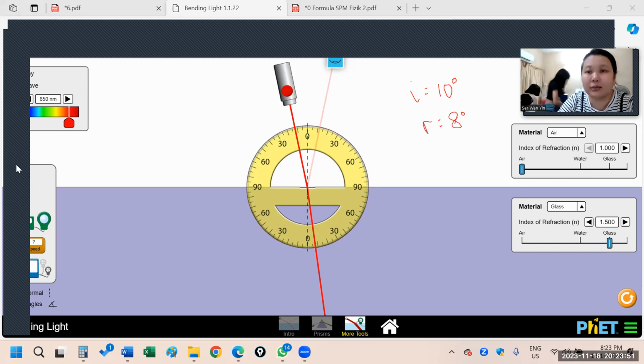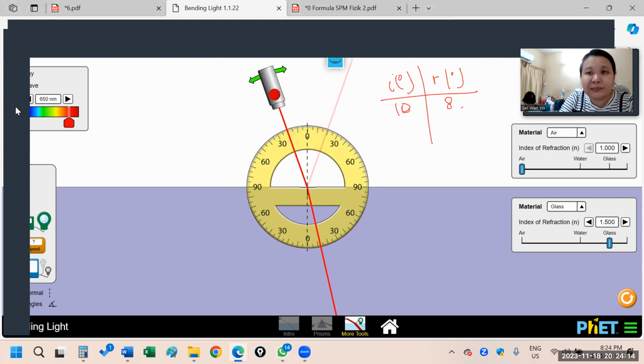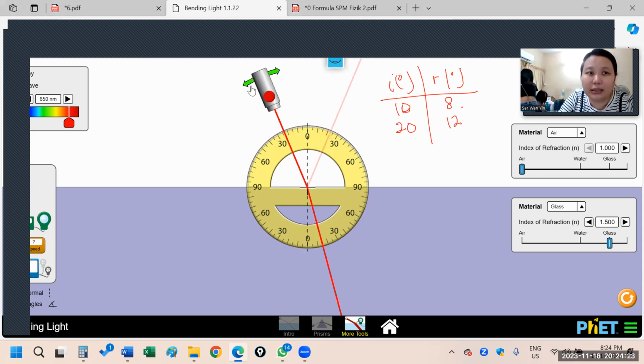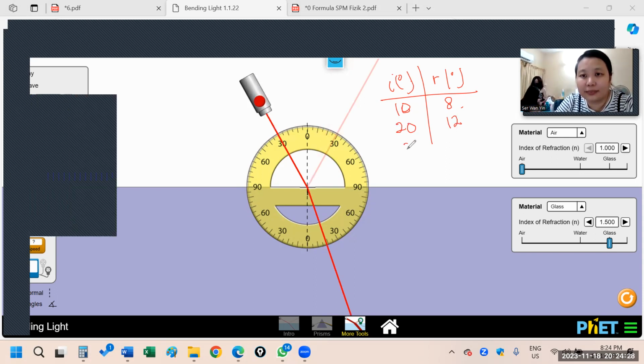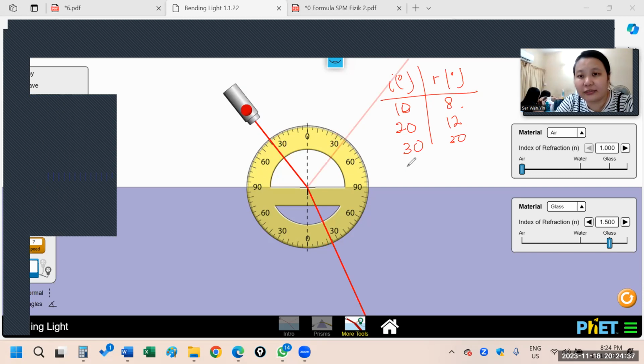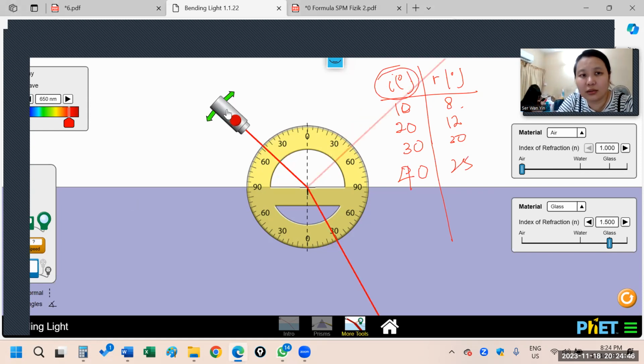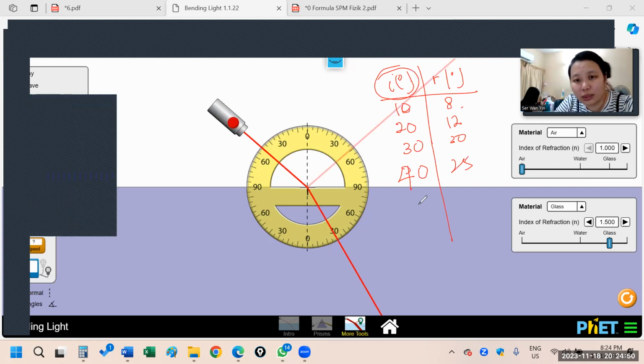Okay, so normally we record it on the side. We record like this: i in degrees and r in degrees. So if this is 10, this is 8. Then if i is 20, r is about 12. I is 30, it's about 20. I is 40, r will be 25. So we get 5 manipulated variables. So one more, we get 50. Then this is around 30.